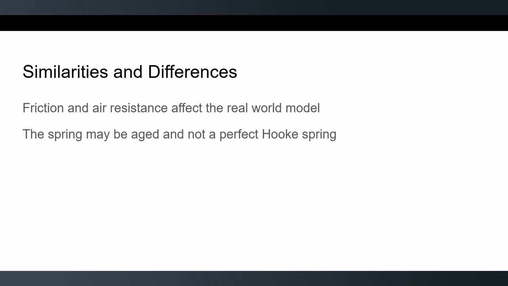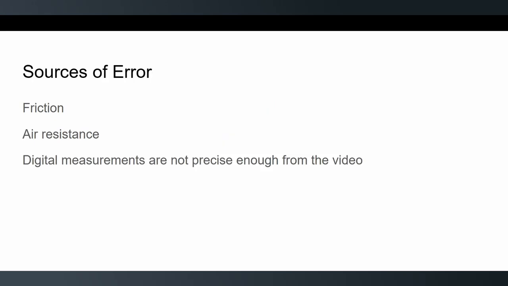Similarities and differences. Friction and air resistance affect the real-world model, whereas this does not come into effect at all. We don't program it into our model. And the spring may be aged, and maybe not a perfect Hooke spring. It might have rusted, it might have changed or deformed in some shape or form over the time of its existence. Also sources of error: friction, air resistance, and digital measurements may not be precise enough from the video, so my measurements on Tracker might not be precise enough to accurately go throughout this experiment.